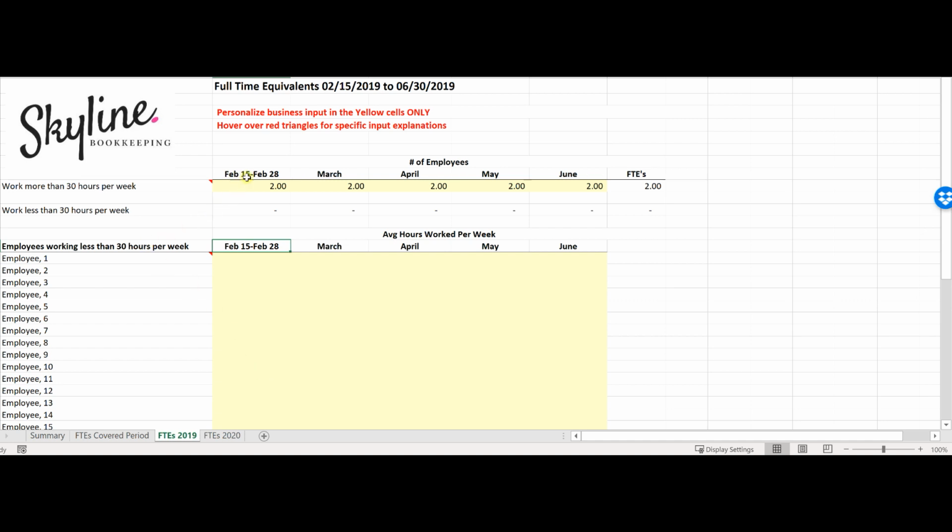So in this case, from February 15th through February 28th, I'm going to say I had 2 employees here. And then I also had 1 part-time employee who worked 28 hours and another that worked 2 hours that week. So again, you can see that these calculations are running up here. That will give you a head count on how many full-time employees that you had. So you want to do that for each of these time frames. Again, they're located up here.